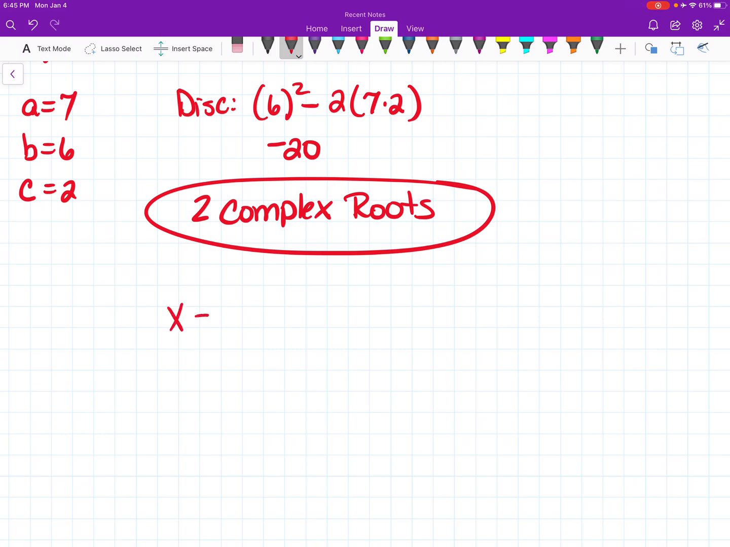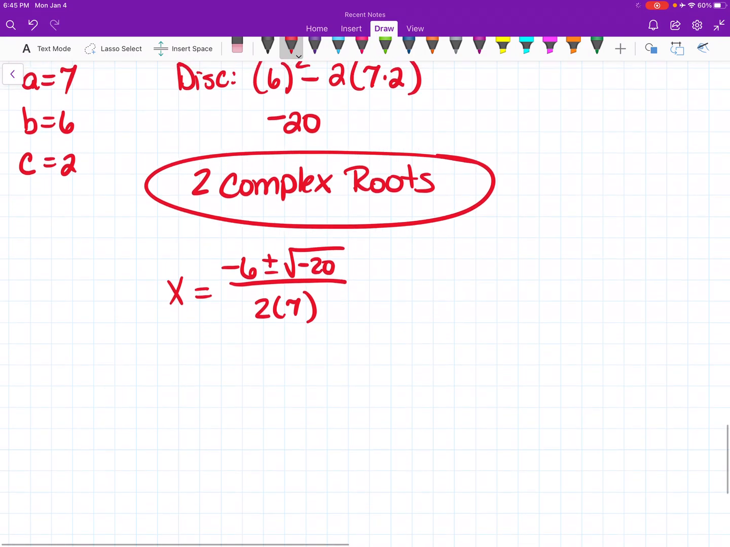X is equal to negative b plus or minus the square root of the discriminant all over 2a. And this is where if you did not learn imaginary numbers, you're going to be in trouble. If you leave the negative under there, that's not right. It's going to be x equals negative 6 plus or minus 2i root 5.